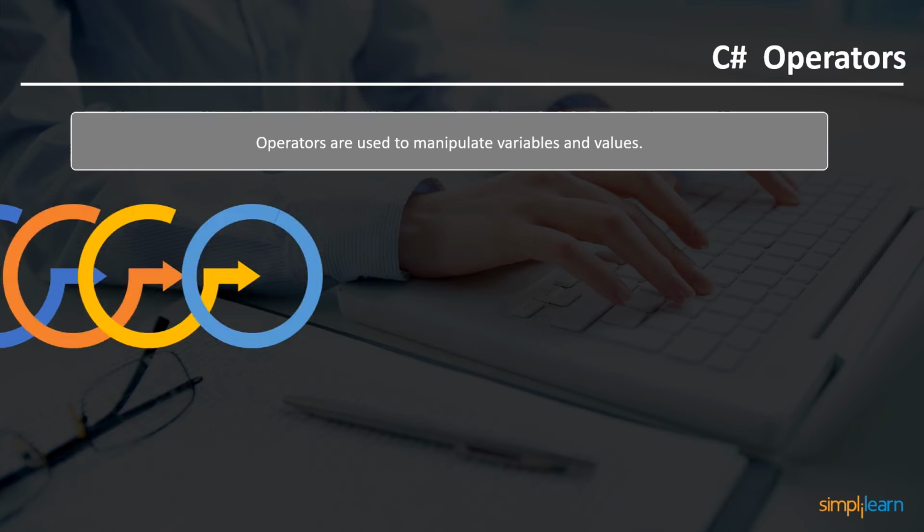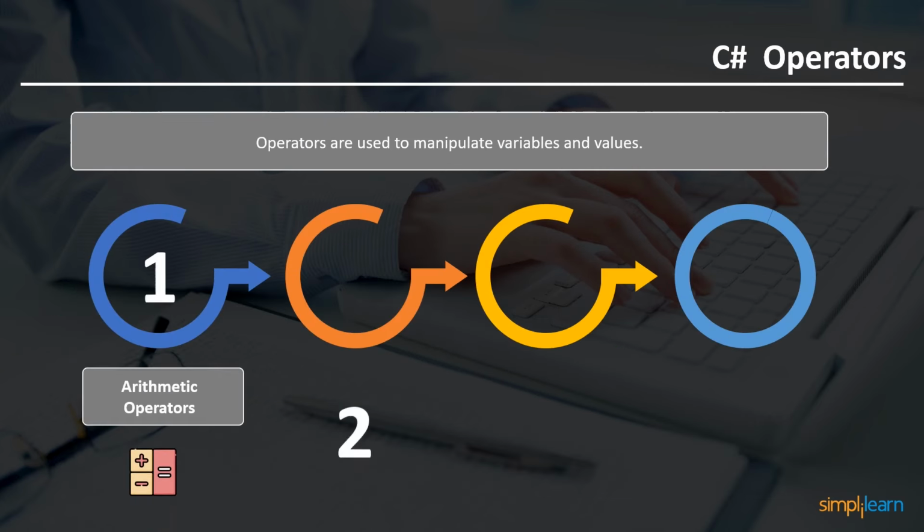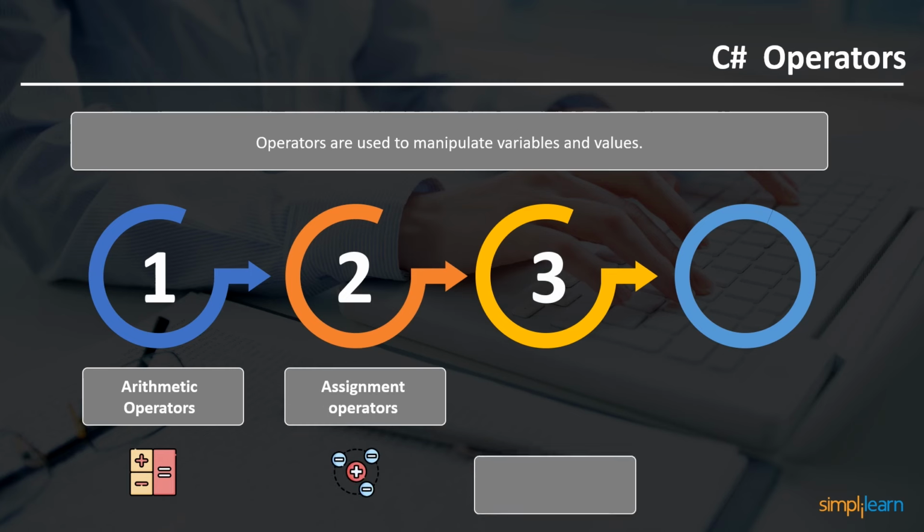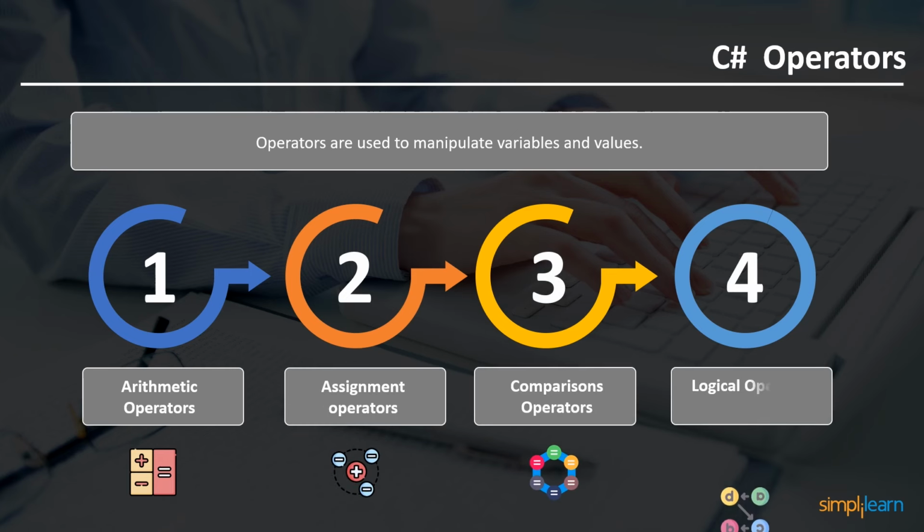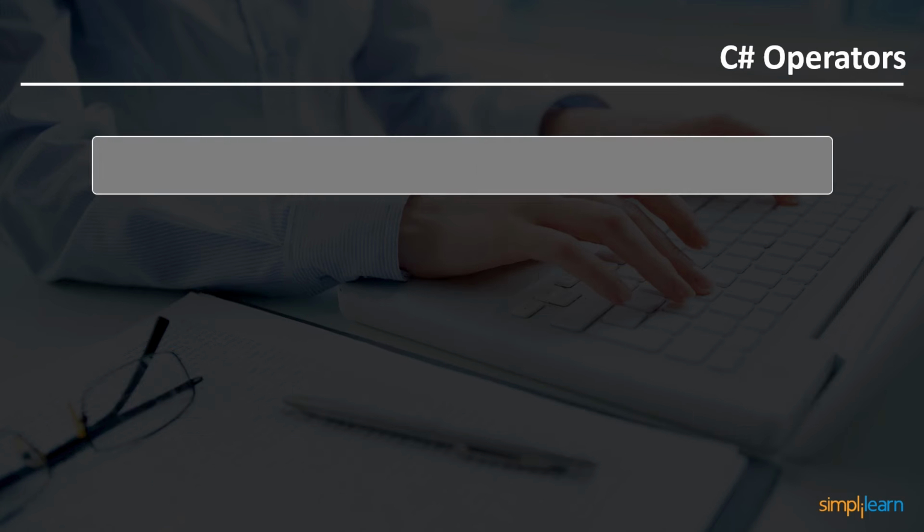Followed by the variables in C# programming language, we will learn about the operators in C#. Operators are used to manipulate variables and values. There are 4 types of operators in C# programming language. The first one is the arithmetic operators. Next we have the assignment operators. Followed by that we have the comparison operators. And lastly we have the logical operators.